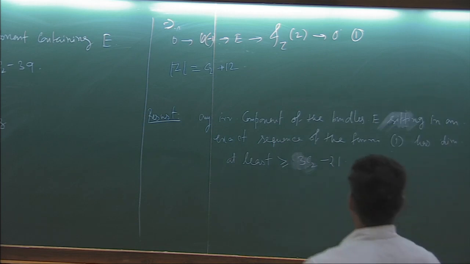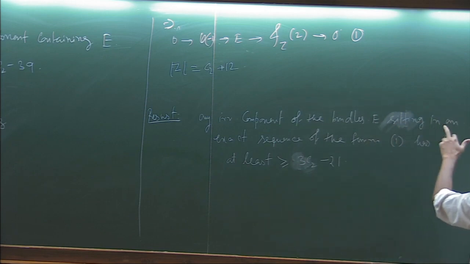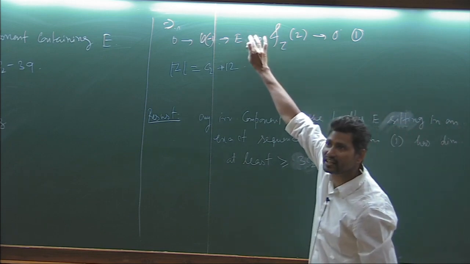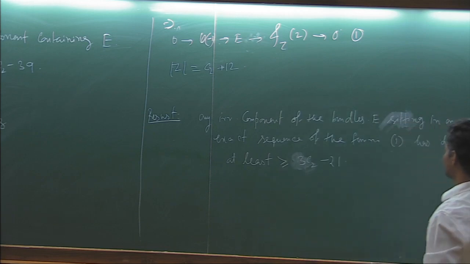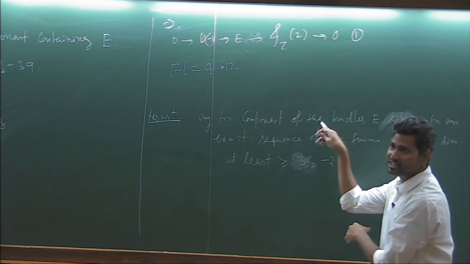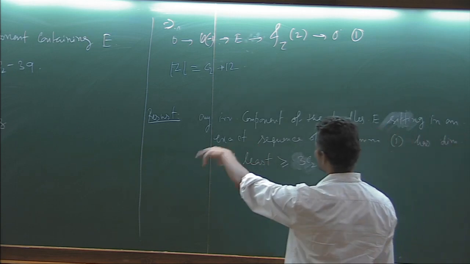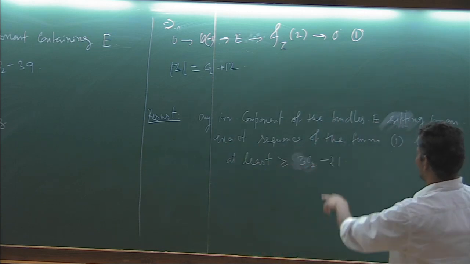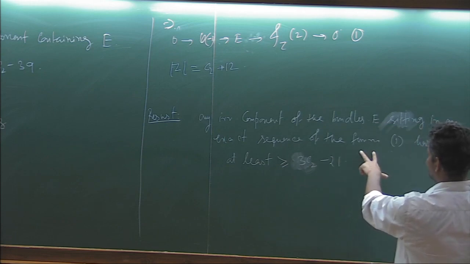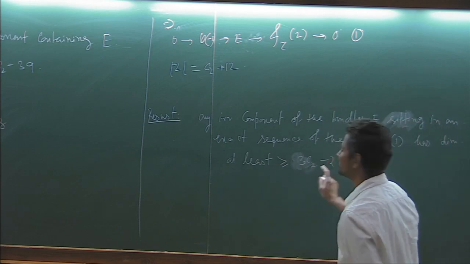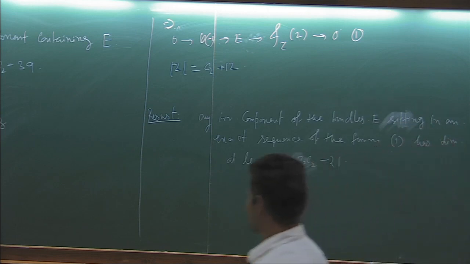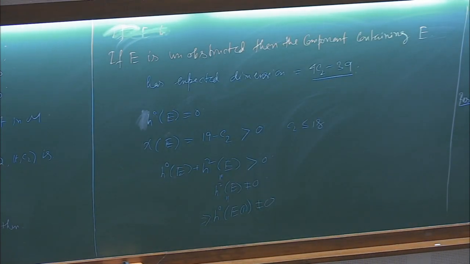So any irreducible component of the bundles E sitting in an exact sequence of the form this has dimension, where by bundle I mean semi-stable. Semi-stable and stable are the same here in this case. So it has dimension greater than or equal to 3C2 minus 21. But here we have a computation that this has expected dimension 4C2 minus 39. And this has dimension 3C2 minus 21, greater than or equal to this. But that dimension is smaller than this.